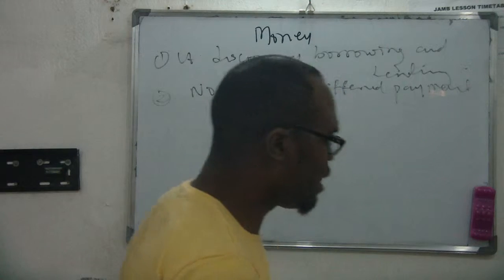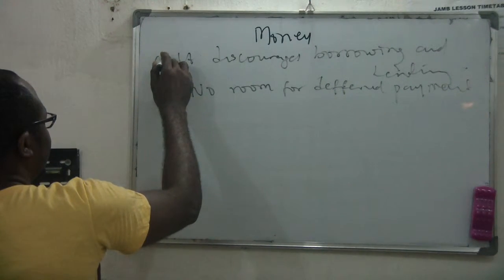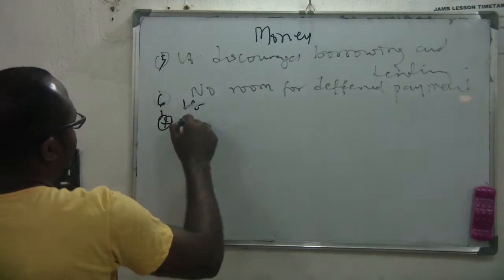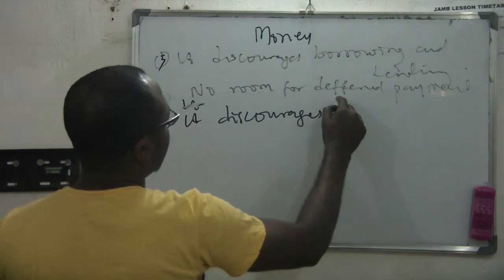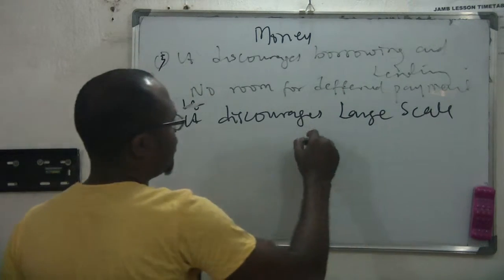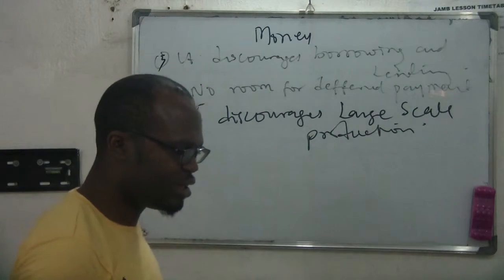It discourages large-scale production. This is number 5, 6, and number 7, 8. It discourages large-scale production.